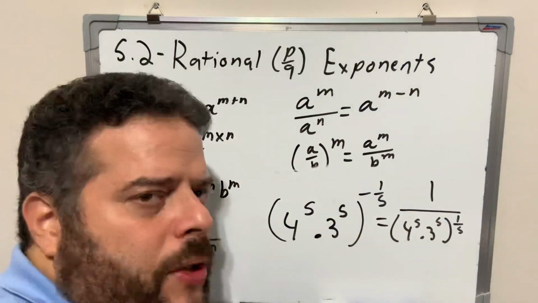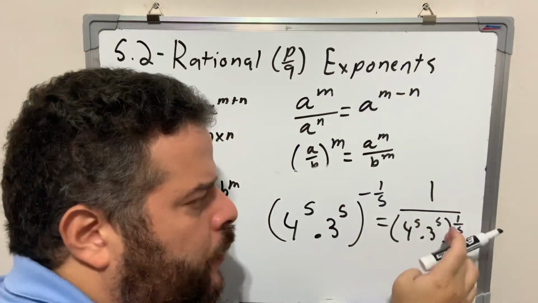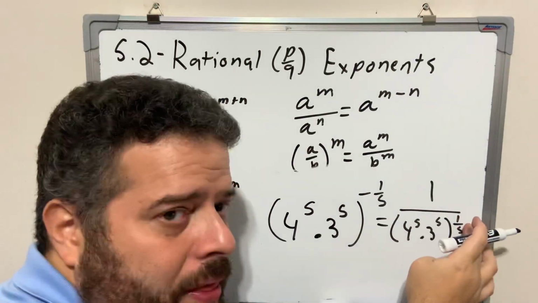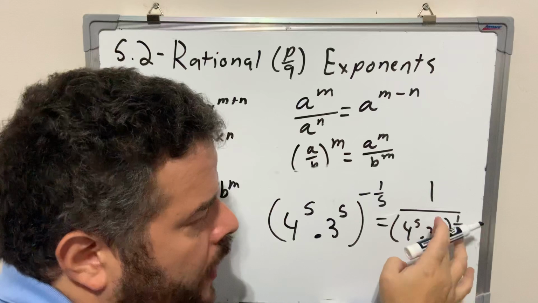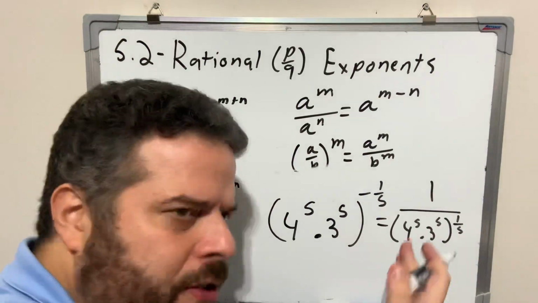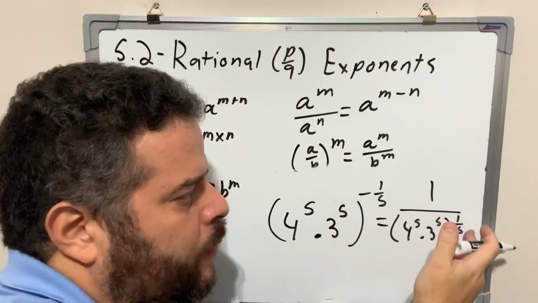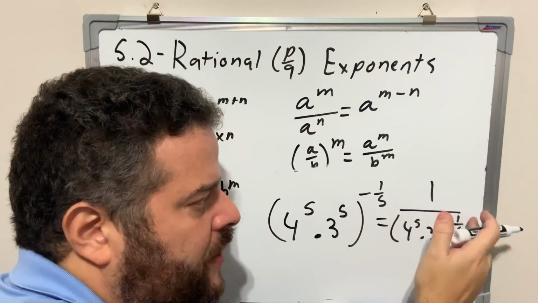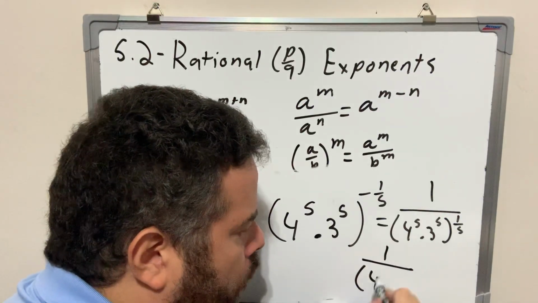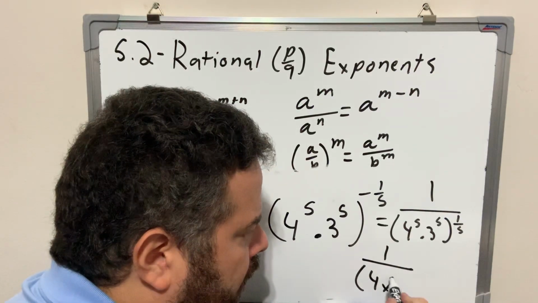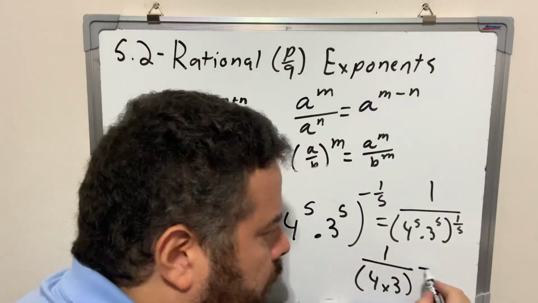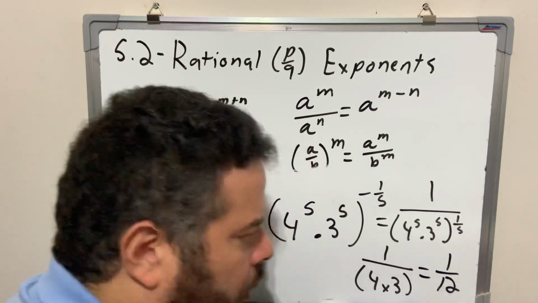Now, there are two ways you can work. I recommend you get rid of the exponent first. So I'm going to multiply 5 times 1/5 goes away, and 5 times 1/5, it doesn't go away, it becomes a 1. So it disappears, but there's a 1 there. So 5 times 1/5 is 1, and 5 times 1/5 is 1. So I'm left with 4 to the first power times 3 to the first power. And 4 times 3 is 12.